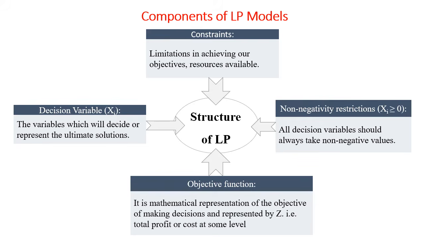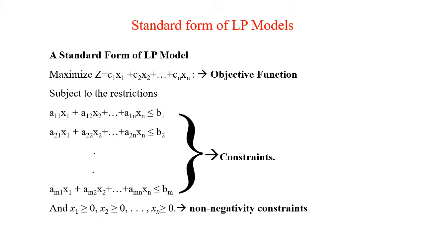And the other is the objective function. It is a mathematical representation of the objective of making a decision and is represented by Z. It may be maximization or minimization. It will be maximization for the profit and minimization for the cost. And the last one is the non-negativity restriction. That means all the decision variables should be greater than or equal to 0, or negative values of the decision variables are not accepted. These are the components of linear programming models.